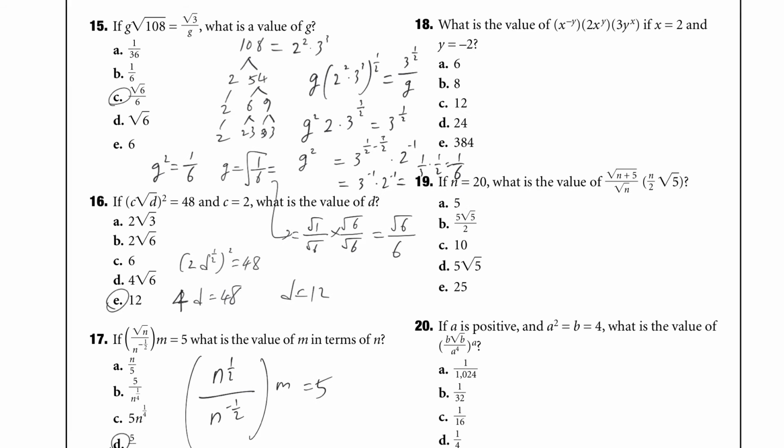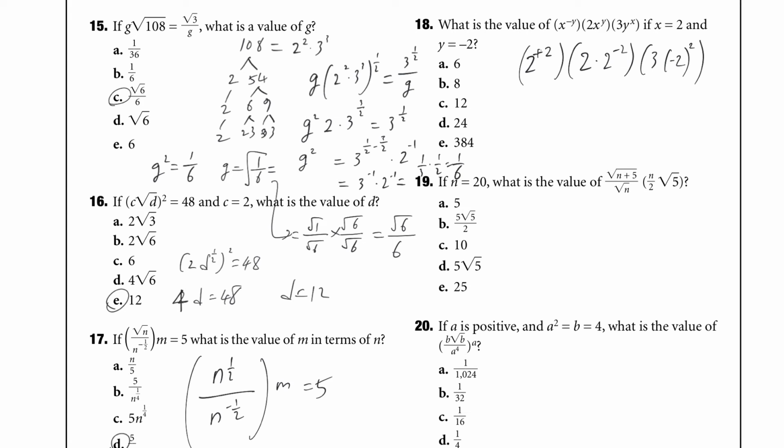Question number 18. What is the value of x to the power of negative y times 2 times x to the power of y times 3y to the power of x? Let's plug it in. x is 2. Oh, and y is equal to negative 2. That's given also. 2 to the power of negative negative 2, so that's positive 2. My bad. And then 2 times 2 to the power of negative 2, and 3, and negative 2 to the power of 2. All I did is plug in the values of x and y in that equation.